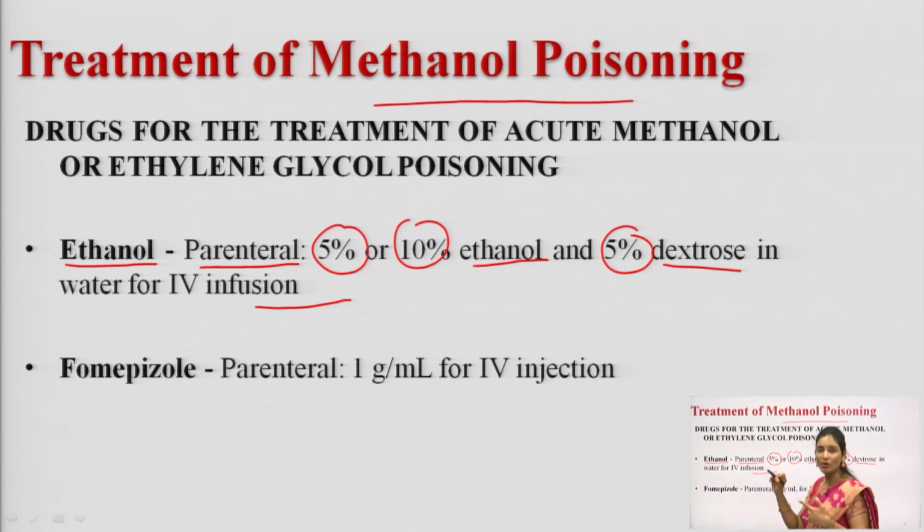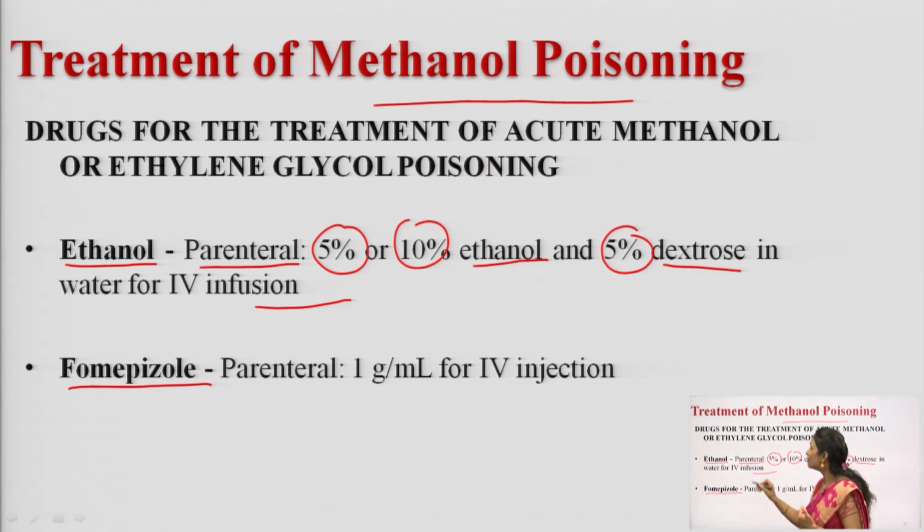So, to treat methanol poisoning, what is prepared here? Ethanol and dextrose, mixed in water and given by the intravenous route. You can take 5% or 10% ethanol and combine it with 5% dextrose, and these two products are mixed in water and given as an intravenous infusion. And next one, fomepizole.